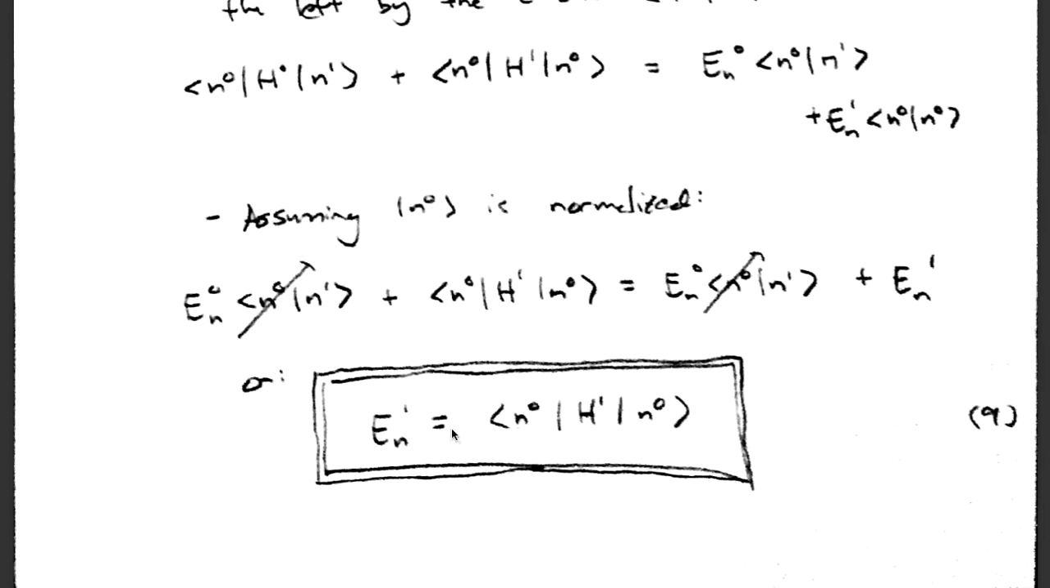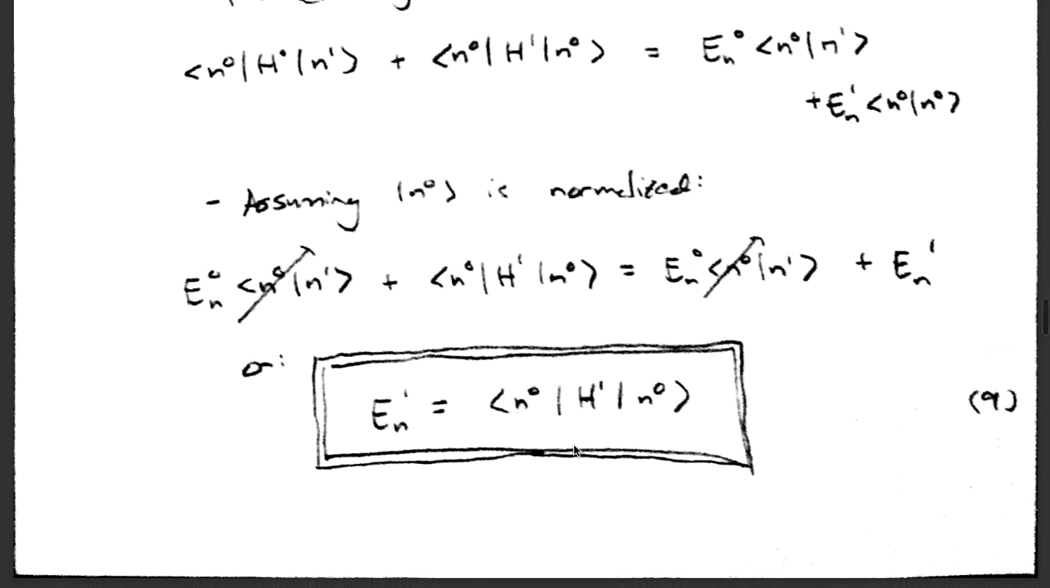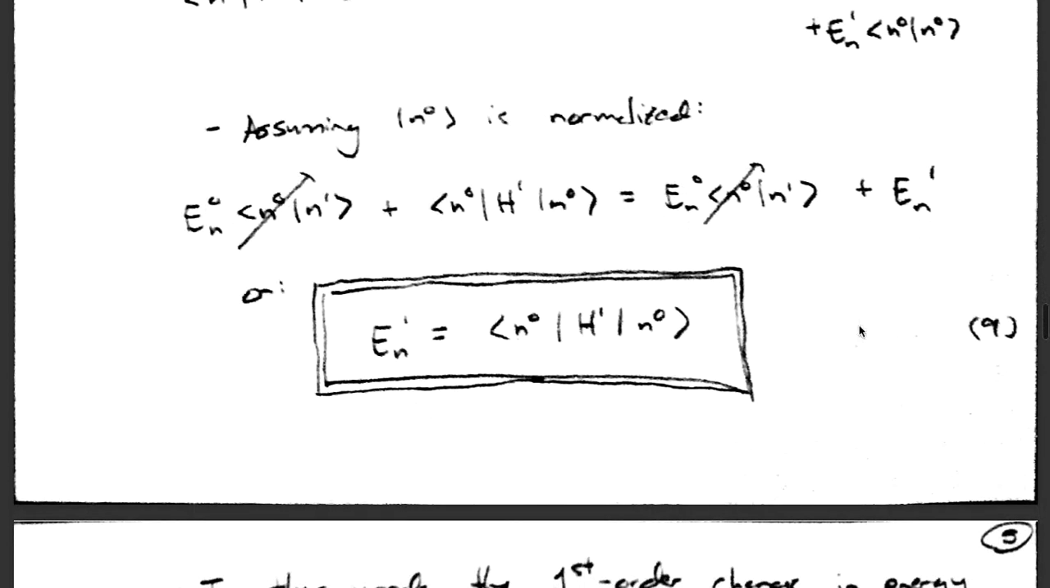Okay, and what you see is it takes a very simple form. It's basically the expectation value of the perturbation Hamiltonian with respect to the unperturbed eigenkets. Okay, so it would be the diagonal elements, if you will, of H1. Okay, and that's it. That's as simple. That's as difficult as it gets. It's pretty easy, right?